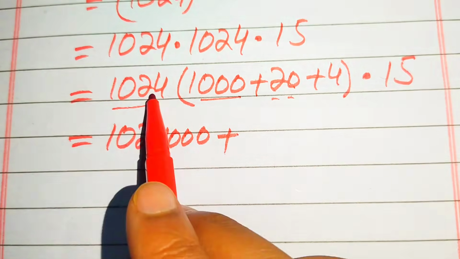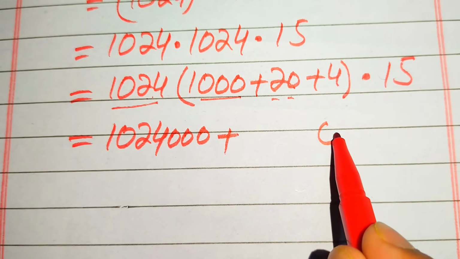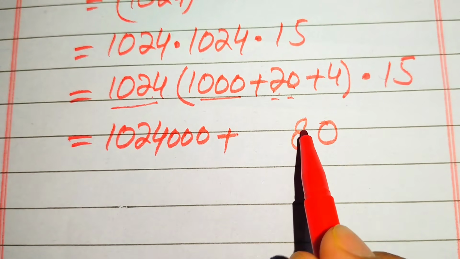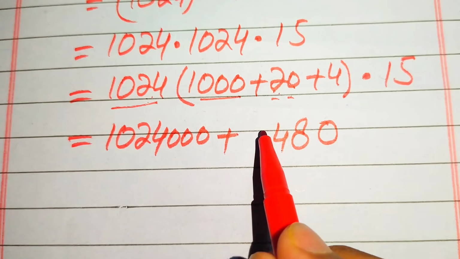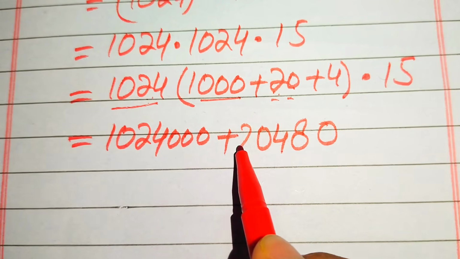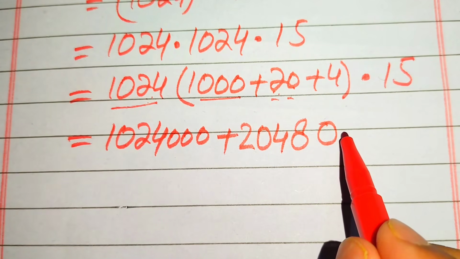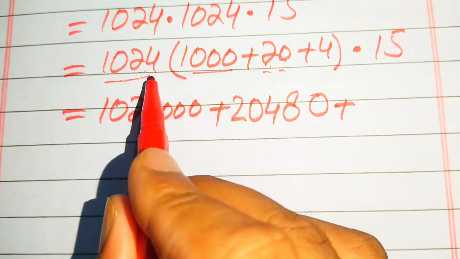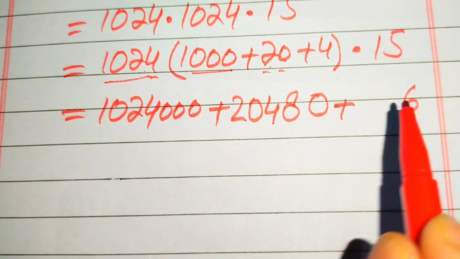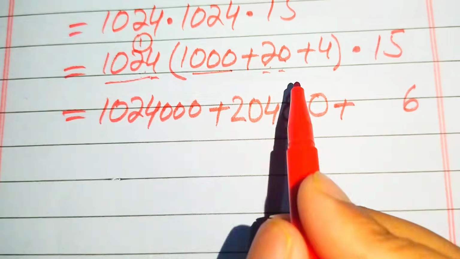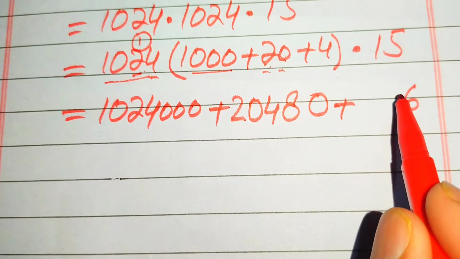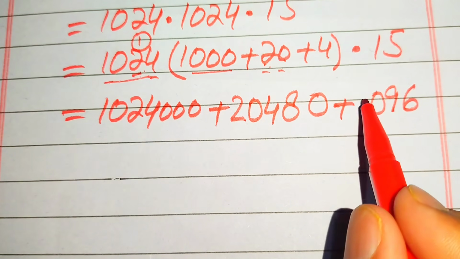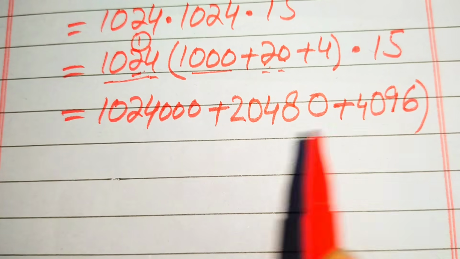So when we multiply 0 with this complete number, we get 0, and 2 times this number equals: 2 4s are 8, 2 2s are 4, 2 zeros are 0, and 2 1s are 2. And plus, in the same pattern, we multiply 4 with this number and we get here 4 4s are 16. We write 6 and carry 1, and 4 2s are 8. 8 plus 1 becomes 9. 4 zeros are 0, and 4 1s are 4.